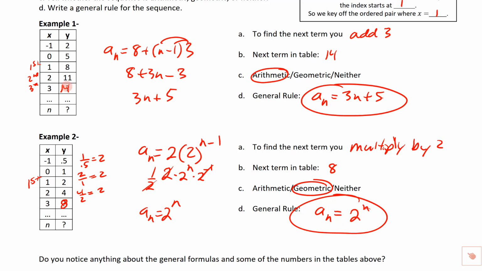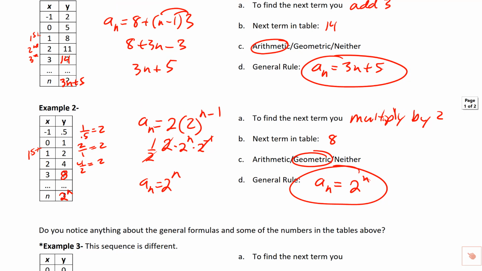Now, one thing that we could do with this is we could take this formula and put it in here, and we could say, okay, this is 3n plus 5. So if you know what the index is, you just plug it in right here. And on this one, we could plug it in right here and say, okay, if this is n, this is 2 to the n.